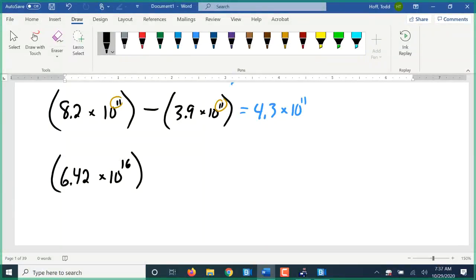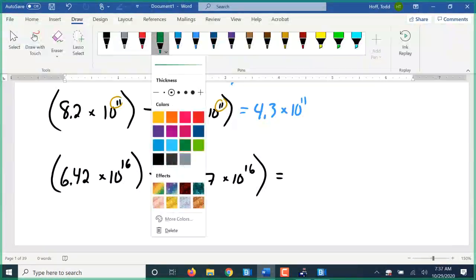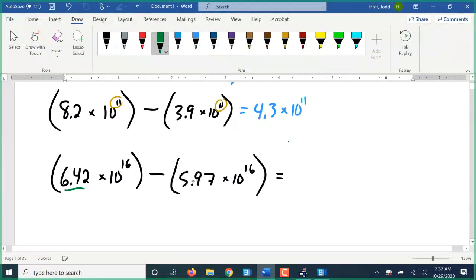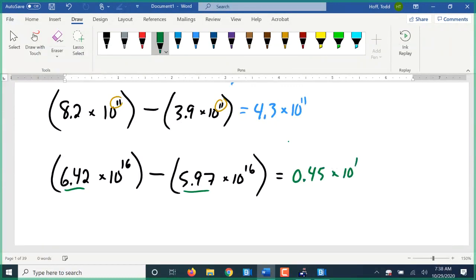I might have 6.42 times 10 to the 16th minus 5.97 times 10 to the 16th. Again, we have the same name, so we're going to combine the counts. 6.42 minus 5.97 is 0.45. And we keep that same name, times 10 to the 16th.